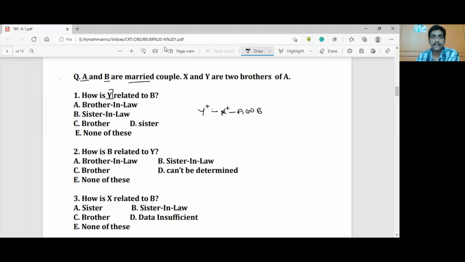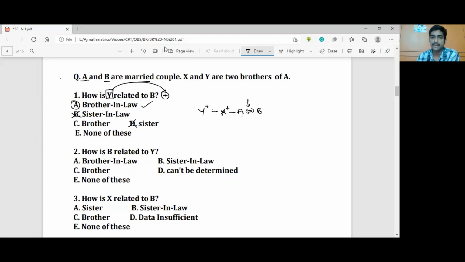Next, how is Y related to B? That is the question. This answer depends on the gender of Y. We already know that Y is male, so a male relation will come, and we can eliminate these two options. Y is related to B through marriage. A and B are a married couple, and A's brother means B's spouse's brother. Spouse's brother is brother-in-law. So the answer for the question is brother-in-law.